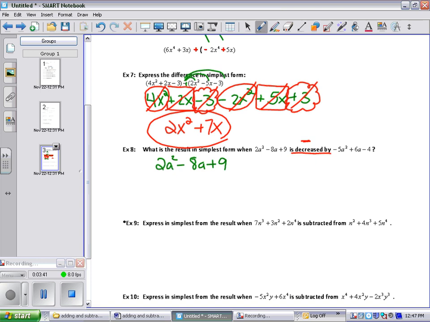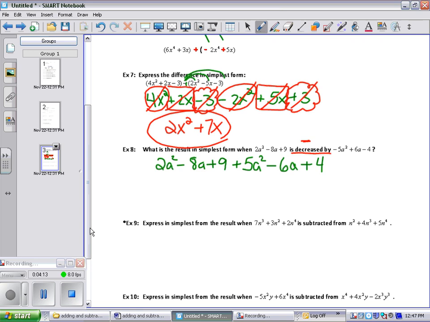So if I'm multiplying the second one by a -1, that -5 becomes a +5. That +6 becomes a -6. And that -4 becomes a +4. All we did was change our signs because we were distributing by a -1.